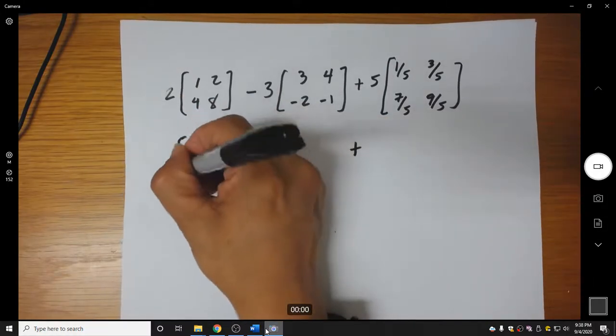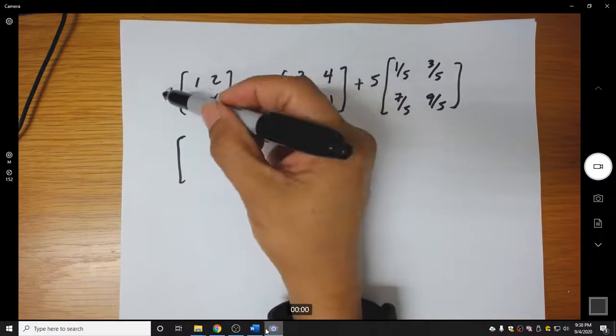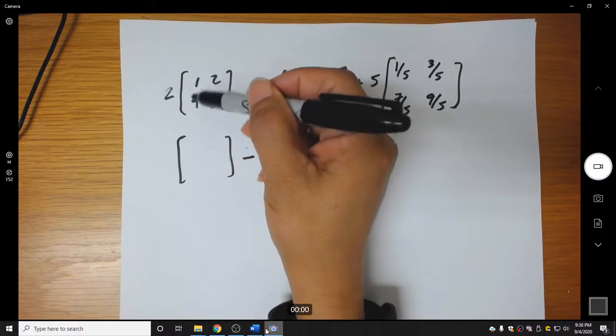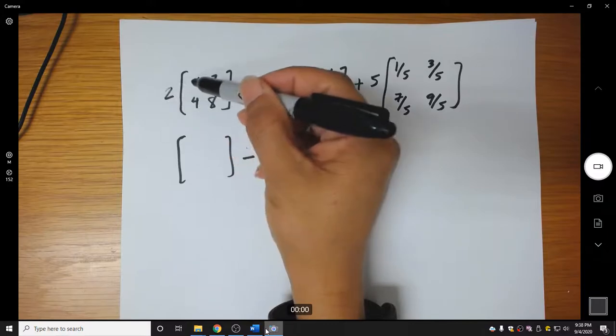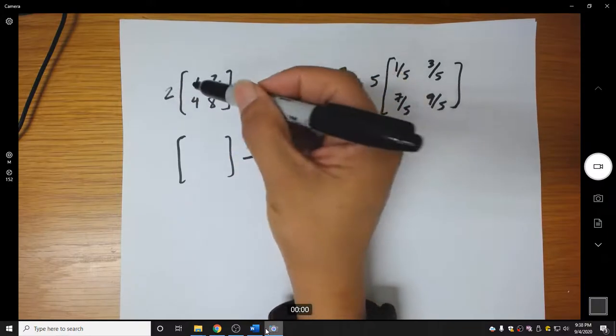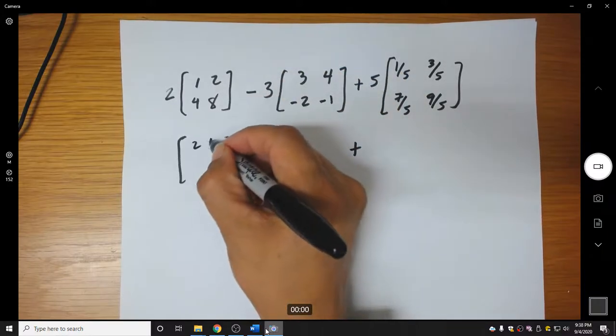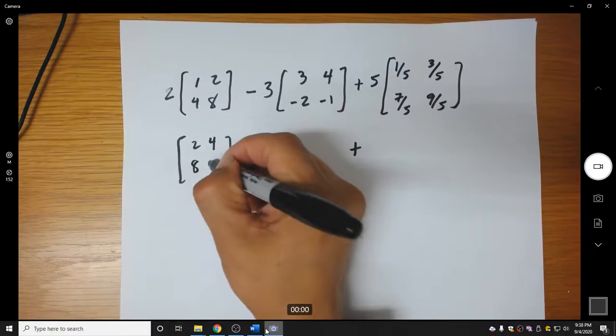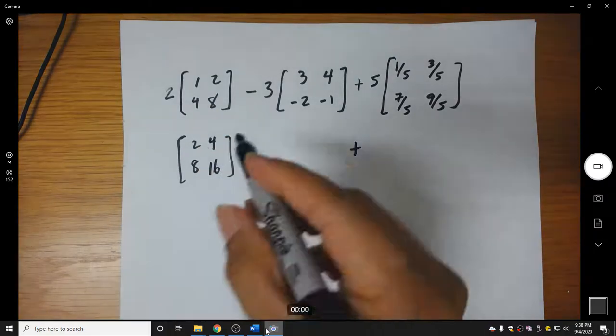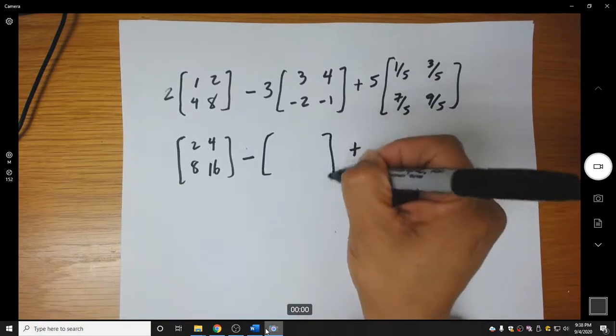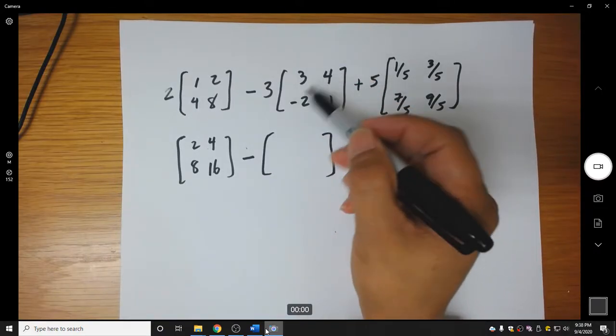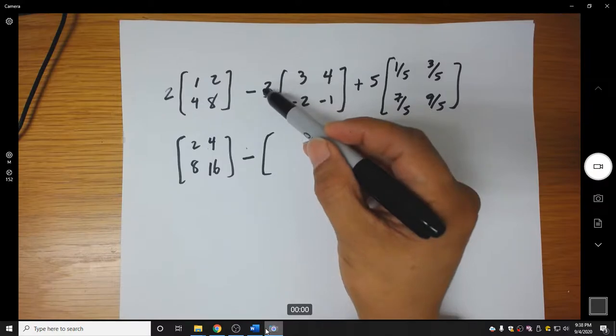Okay, so 2 times the matrix 1, 2, 4, 8. What we do is multiply each of the entries by that constant 2. So you obtain 2, 4, 8, 16. Okay, now we're multiplying 3 times 3, 4, negative 2, negative 1.